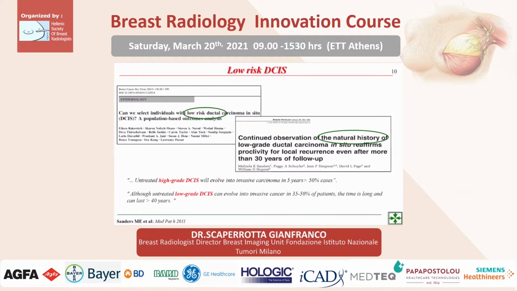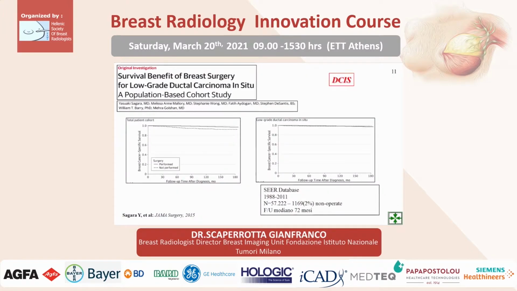In this other work, it is very important that untreated high-grade DCIS will evolve into invasive carcinoma in 5 years, measured in 15% of cases. Low-grade DCIS evolves into invasive cancer in 50% of cases, but over a very, very long time, measured in 50 years, for example. So I repeat, different disease.